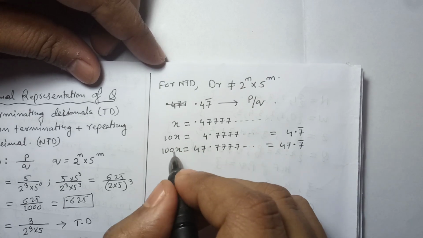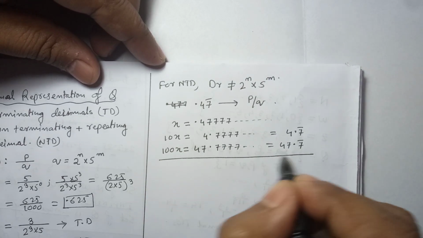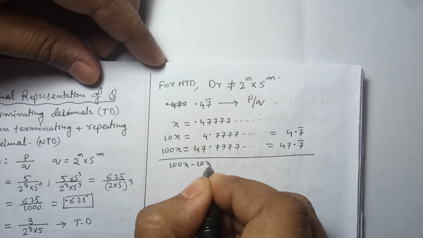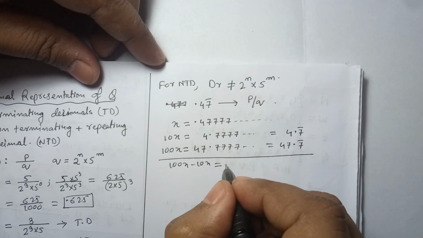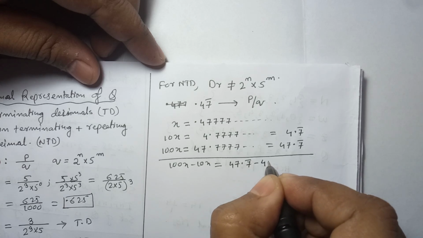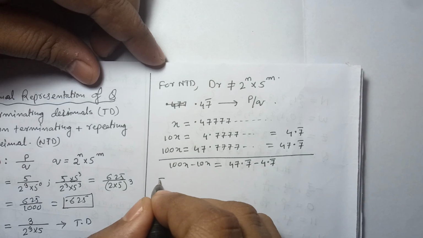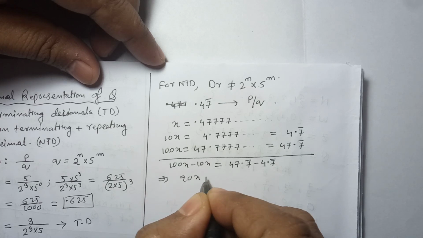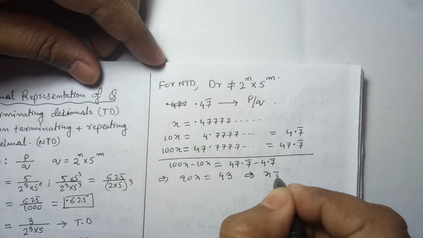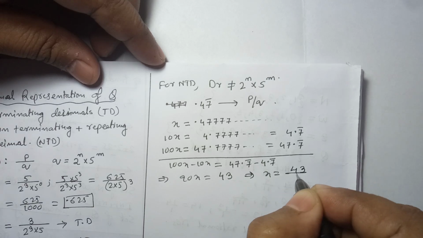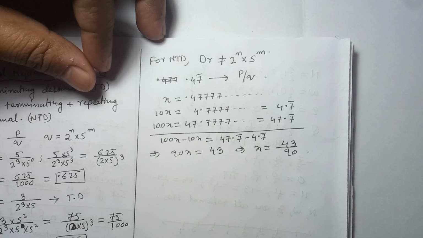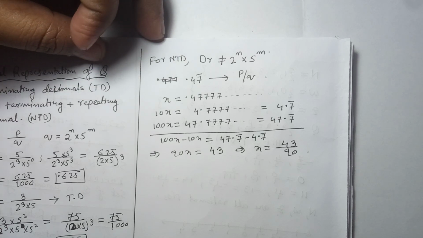Now the idea is that if I subtract 100x minus 10x, then this minus this, then 90x should give me 43. This means x will be 43 by 90. All of you understood this part?